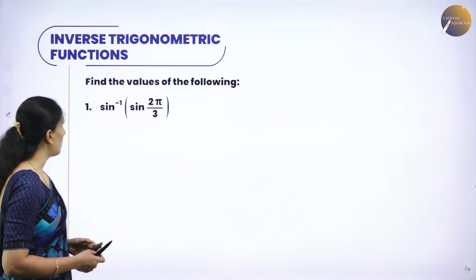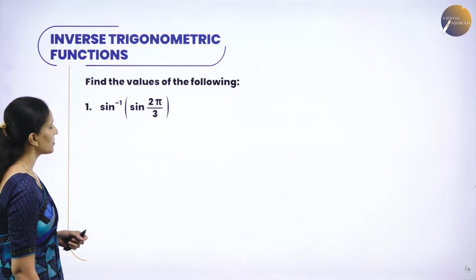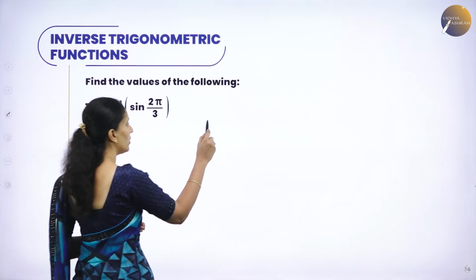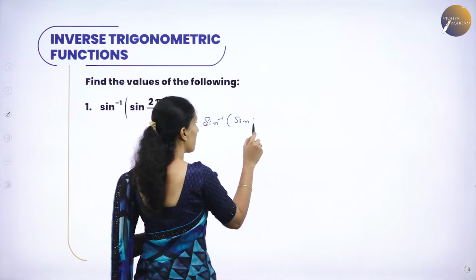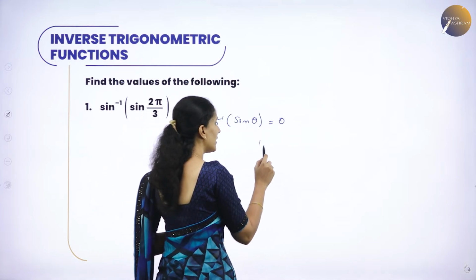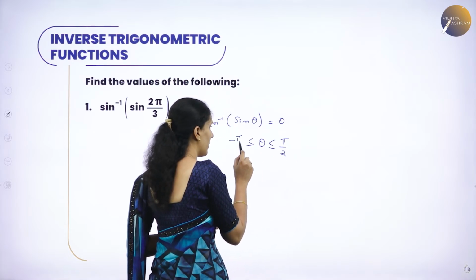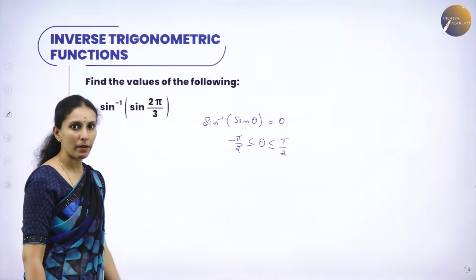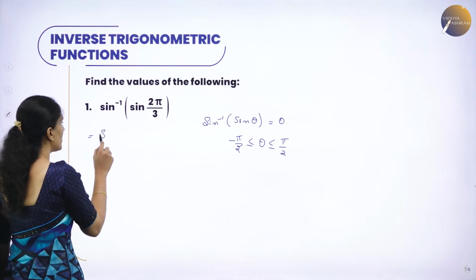Now let's see the problems. Find the values of the following. The first one is sine inverse of sine 2 pi by 3. We have to find the value. We know that sine inverse of sine theta is equal to theta when theta lies between minus pi by 2 to pi by 2. So here theta does not lie between minus pi by 2 to pi by 2. So let's evaluate this.